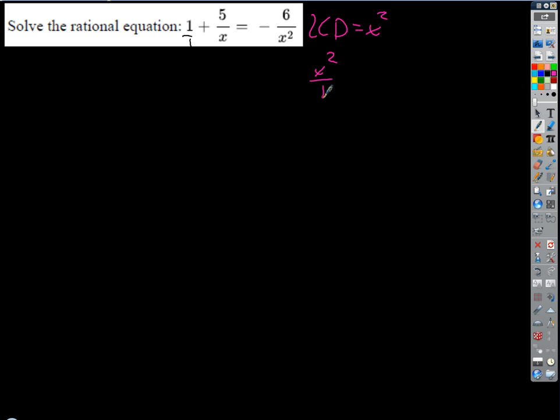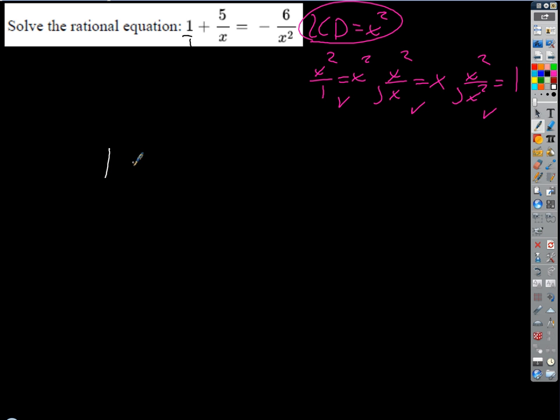X squared divided by 1 is x squared, it works. X squared divided by x is x. It works. X squared divided by x squared is 1. It works. Each time they divide in evenly, no remainder. So there's our least common denominator. All we've got to do then is multiply both sides through by that. So we've got our 1 plus 5 over x equals negative 6 over x squared.